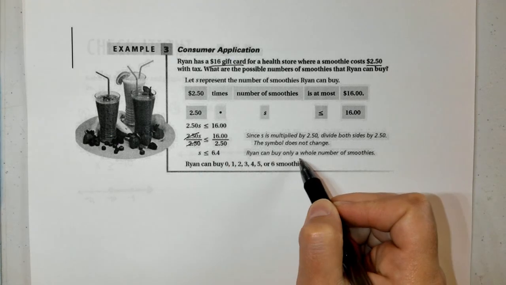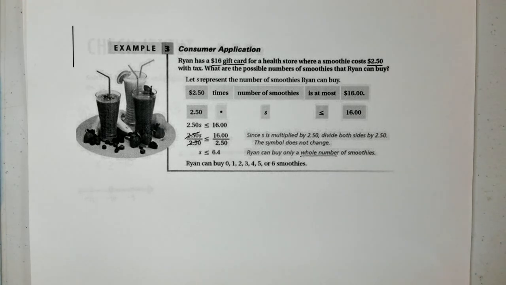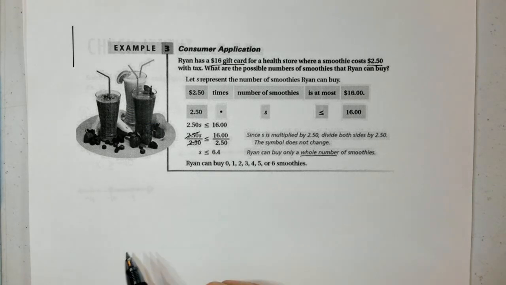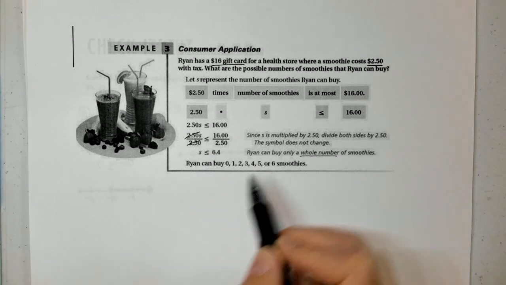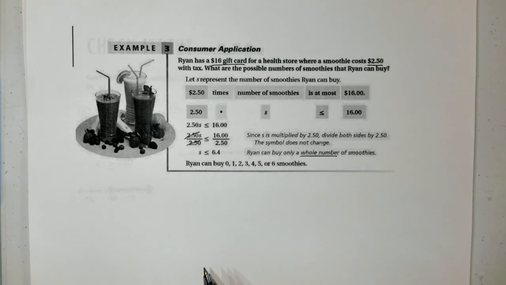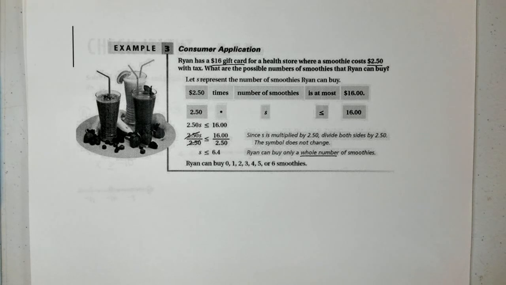But remember, you can only buy a whole number of smoothies. You can't buy a half a smoothie or a quarter of a smoothie. So here, when we go to answer, we can only answer in whole numbers. So 6.4, less than that, so you could do 6, 5, 4, 3, 2, 1, or 0. So Ryan can buy 0, 1, 2, 3, 4, 5, or 6 smoothies, but no more than 6, because he doesn't have enough money.